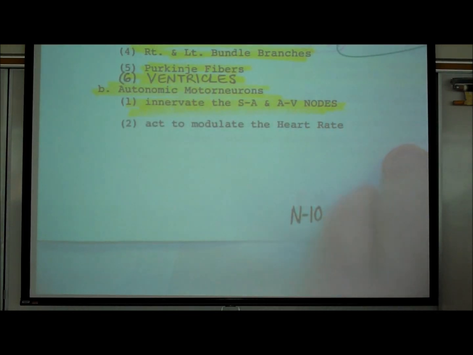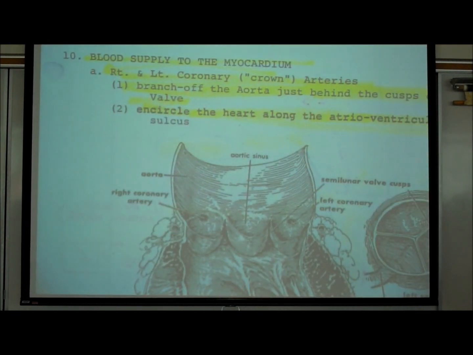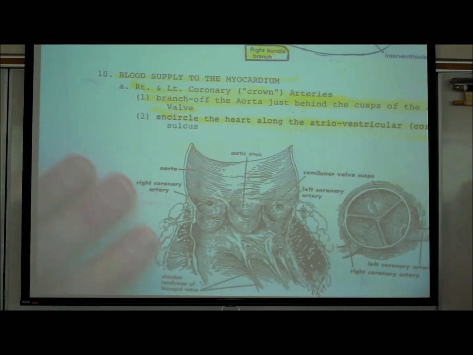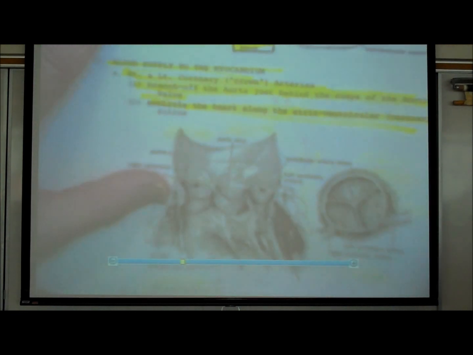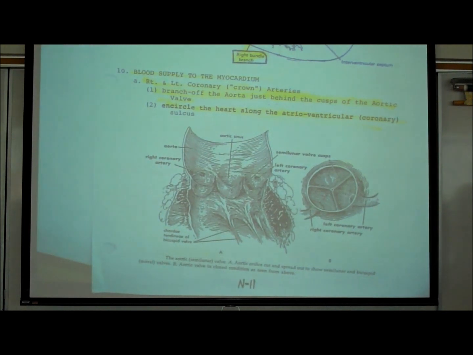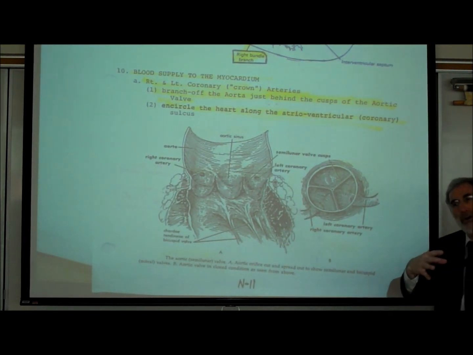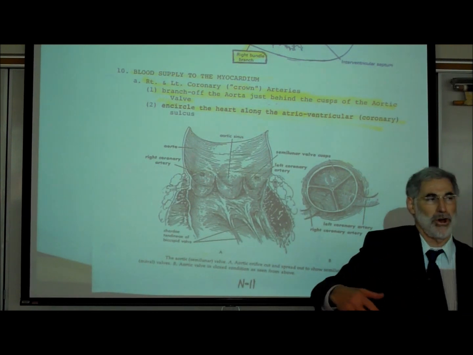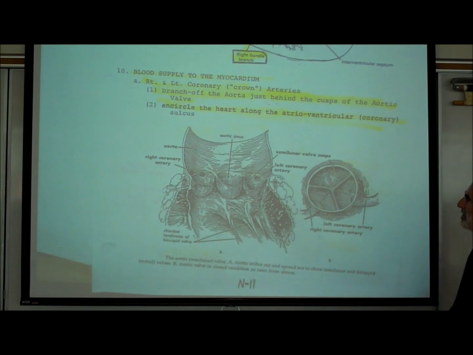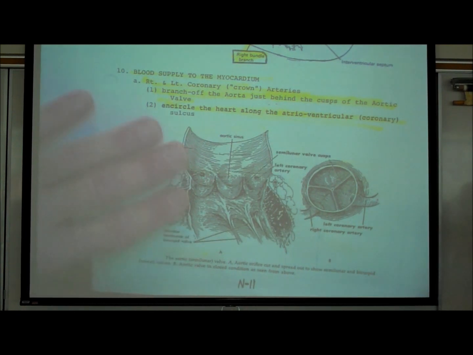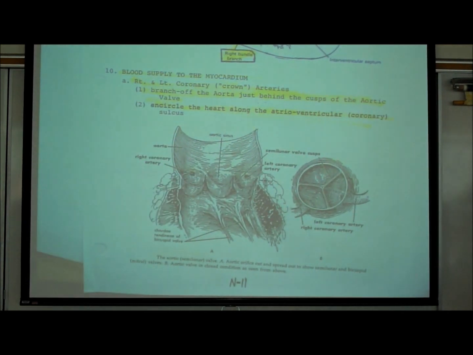On page N11, the next question is blood supply to the myocardium, in the middle of page N11. Blood supply to the heart muscle. The middle layer of the wall of the heart is called the myocardium. You'll recall there's an inner endocardium and an outer epicardium. We've talked about that already. The thickest layer is the heart muscle itself, the myocardium.